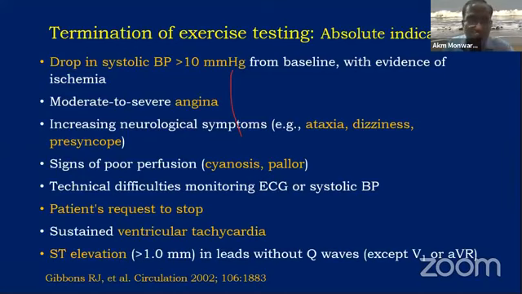What are the absolute indications to stop the test? There are some absolute indications, certainly. A drop in systolic blood pressure of more than 10 millimeters of mercury from baseline, that is before starting the test, is an absolute indication for stopping the test. Moderate to severe angina. If significant neurological symptoms develop like ataxia, dizziness, presyncope, you have to stop. If the patient develops cyanosis or pallor, you have to stop. If the patient requests to stop, always pay due respect to the patient with cautious encouragement that if you can perform to some extent 1 minute or more, the test will be a better one.